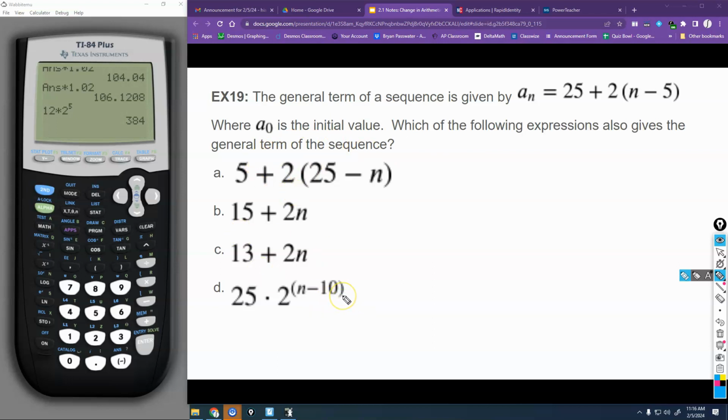So I was trying to think about how to do this logically. Here's what you got to do. Just distribute that 2. You've got 25 plus 2n minus 10. Then you can combine your like terms, the 25 and the negative 10. 15 plus 2n is your answer. Now that does mean 15 is your initial term, 2 is your common difference there. But you don't even really have to think about it like that.